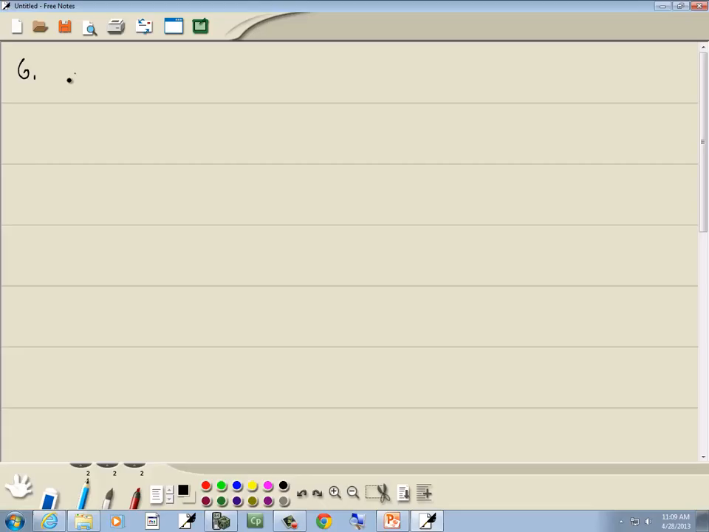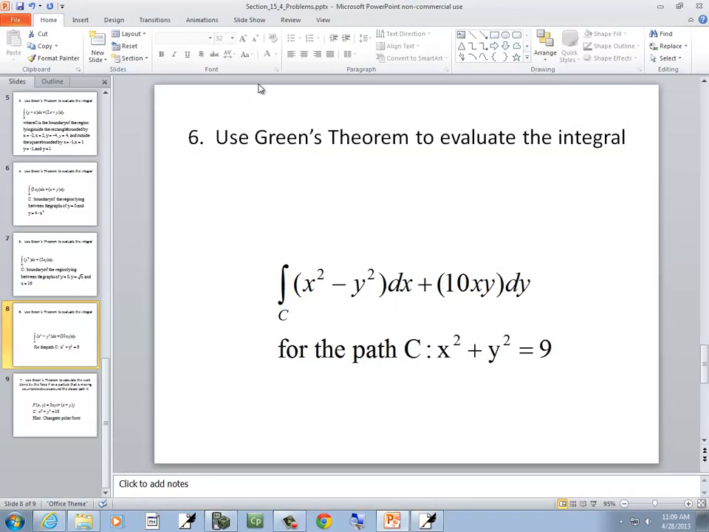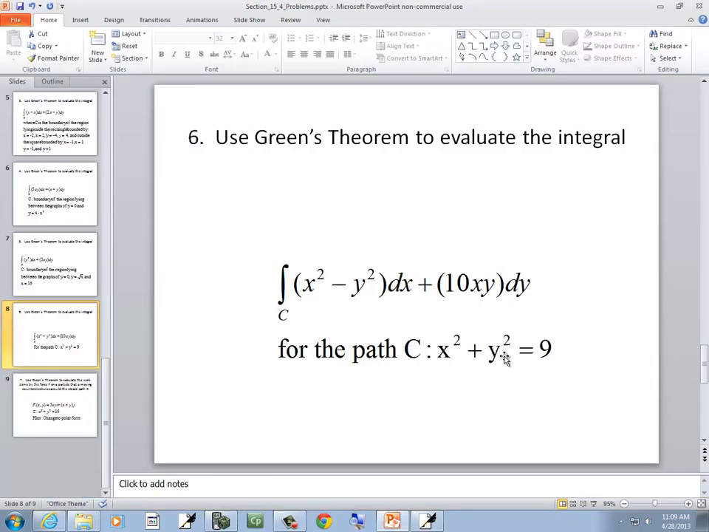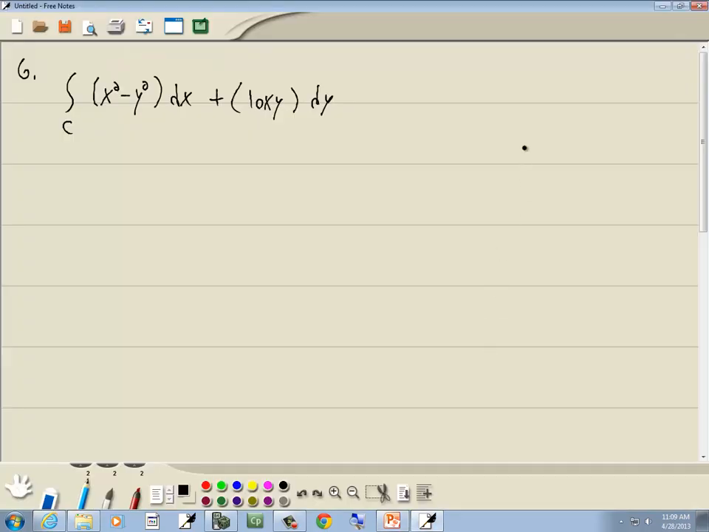Okay, our integral is x squared minus y squared dx plus 10xy dy. Pretty good bet that our partial is not going to give us 1. So if it did, then we'd be finding the area of this circle, which would be pretty easy. Okay, so our path is x squared plus y squared equals 9. So we got radius of 3. And the circle going around like that.